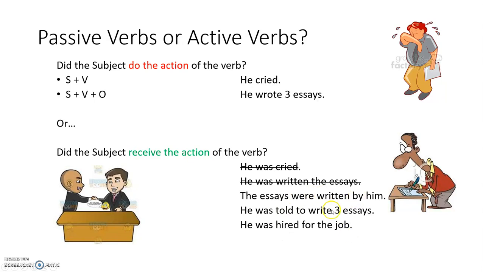The essays were written by him. He was told to write 3 essays. He was hired for the job. So in these cases, the subject receives the action. The essays did not write themselves. Who did the action? Him, over here. He was told to write 3 essays. Who did the action? Tell. It was not he. It was not him. It was probably his teacher, right? And his teacher is not even in this sentence, but we can figure it out.